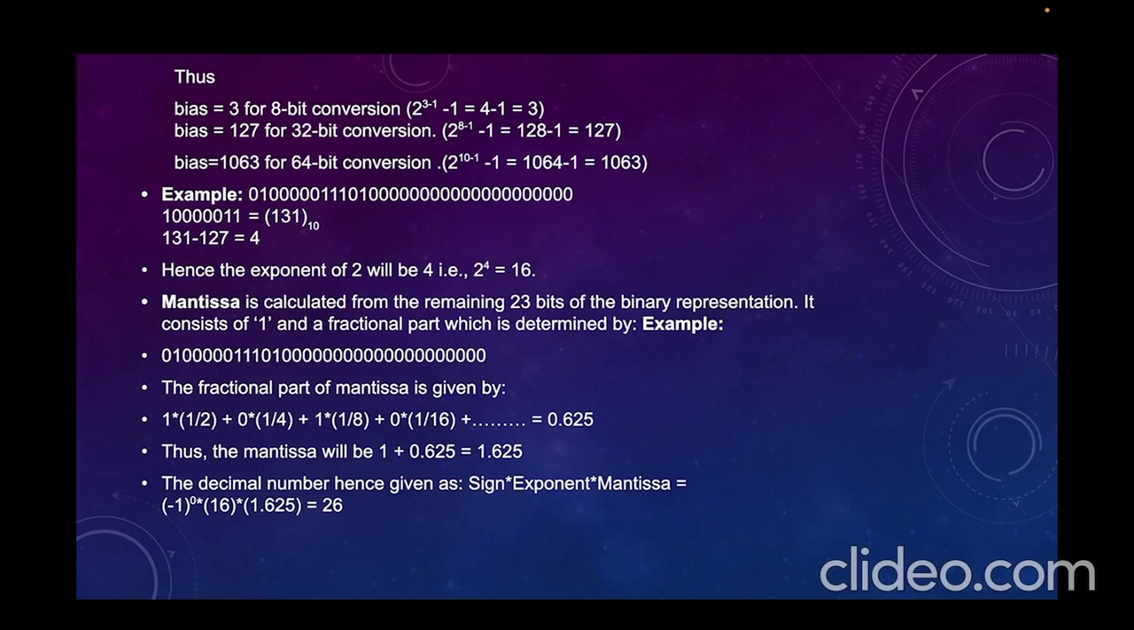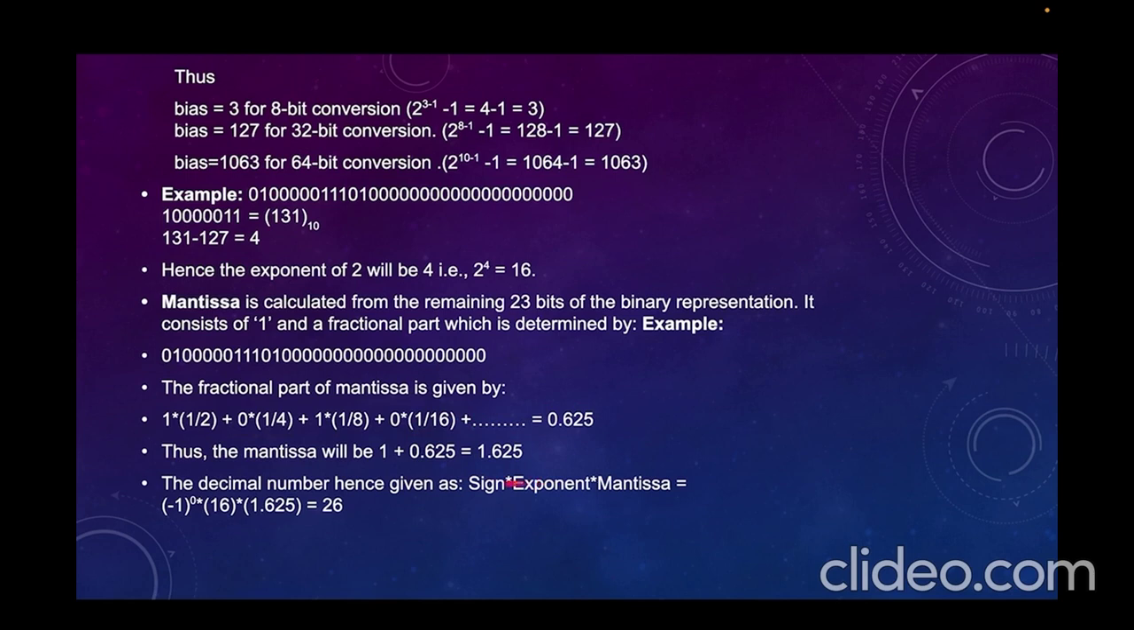Now the third part comes, the mantissa part, which consists of 23 bits of the binary representation. It consists of 1 and the fractional part, which is determined by the example. You can see the fractional part of the mantissa is given by 1 into 1 by 2 plus 0 into 1 by 4 plus 1 into 1 by 8 plus 0 into 1 by 16, and so on, and this would be 0.625. Thus the mantissa will be 1 plus 0.625, that is 1.625.